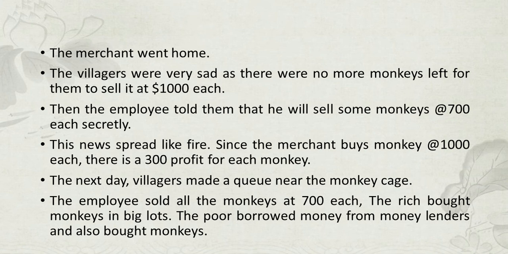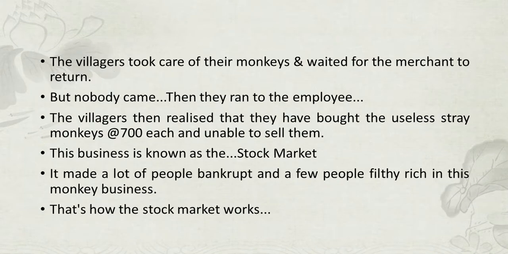Then the next day, villagers made a queue near the monkey cage. The employee sold all the monkeys at 700 each. The rich bought monkeys in big lots. The poor borrowed money from money lenders and also bought monkeys. Then we can see the villagers took care of their monkeys and waited for the merchant to return. But do you think the merchant will return or not? No, obviously, because he already earned, so he will not return.